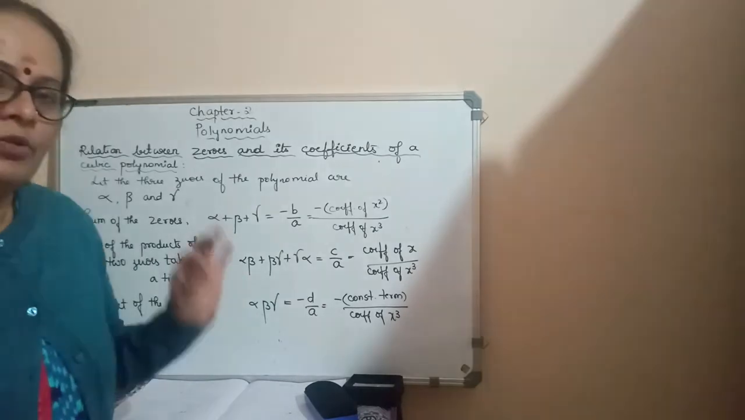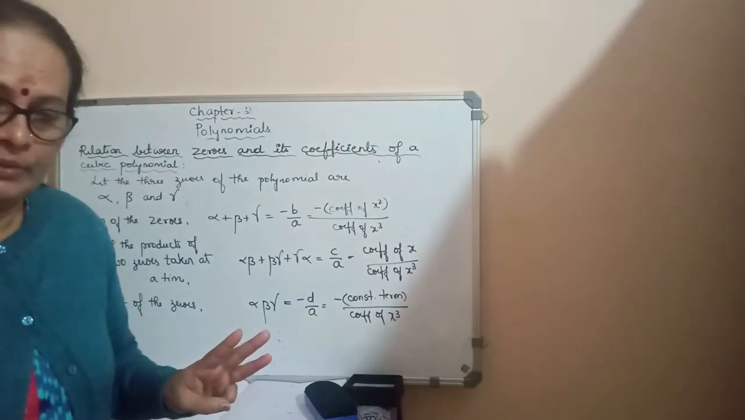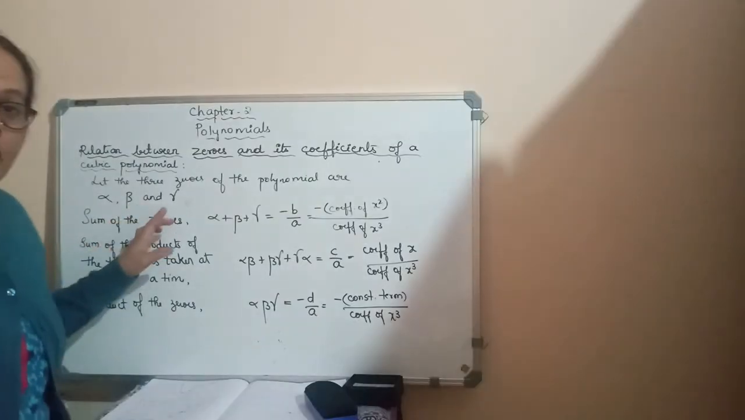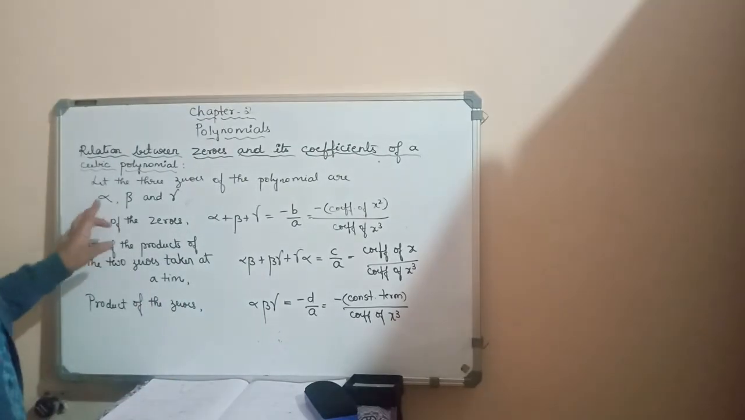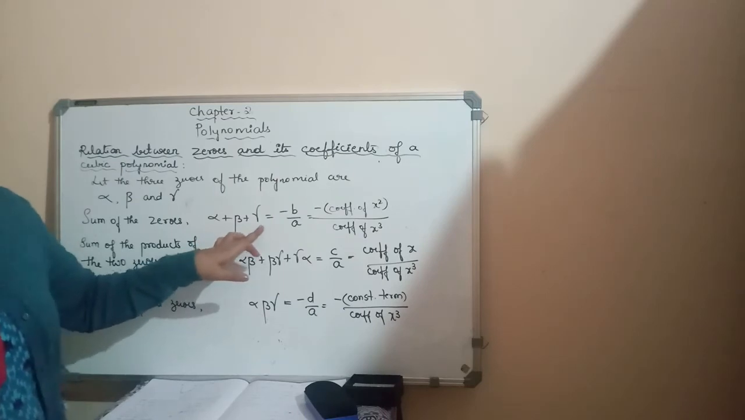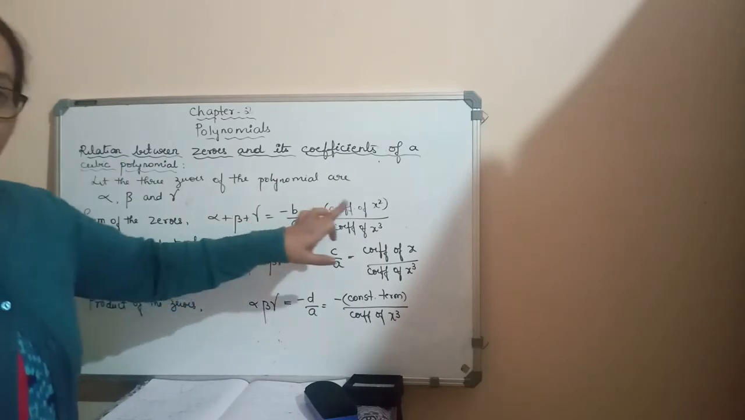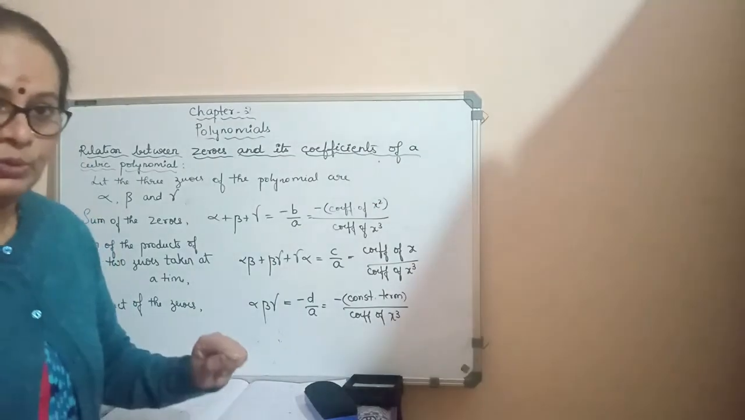So any cubic polynomial has at most 3 zeros. And these 3 zeros we take as alpha, beta and gamma. Once again, they are Greek letters. So the sum of the zeros, alpha plus beta plus gamma, equals minus b by a, where b is the coefficient of x square and a is the coefficient of x cube.